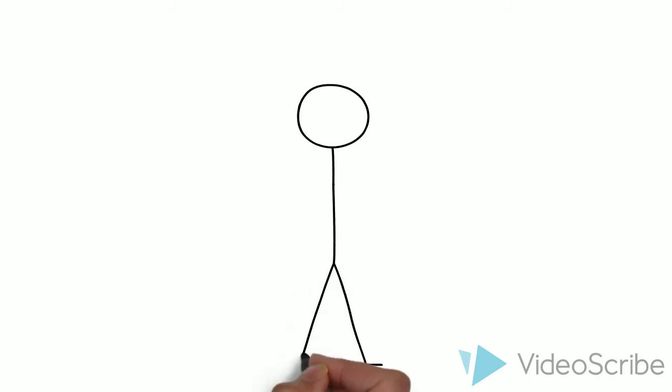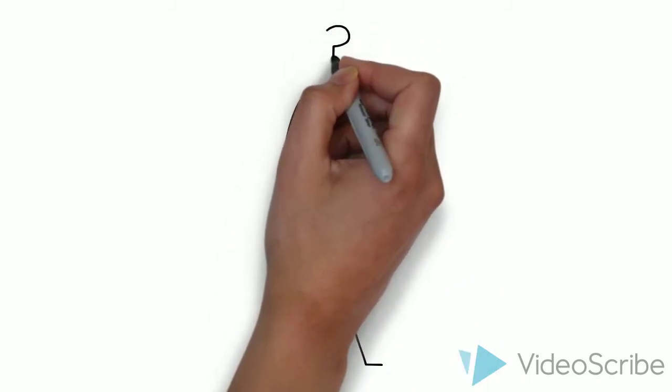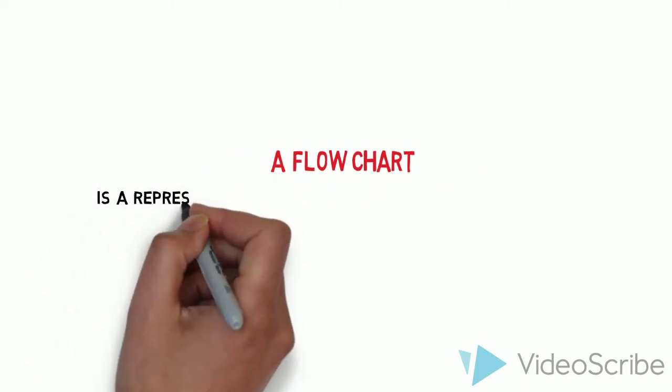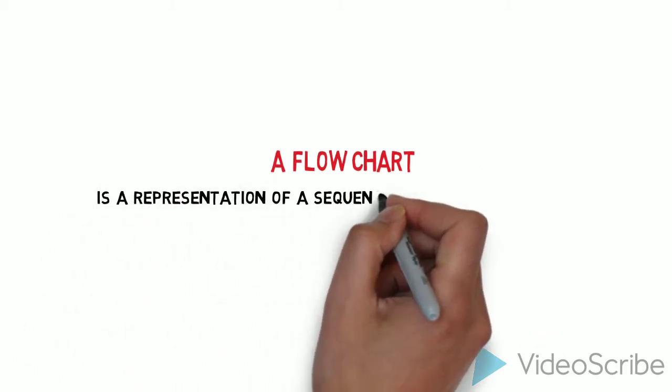You may be wondering, what is a flowchart? Well, let me tell you. A flowchart is a representation of a sequence of steps in a diagram.